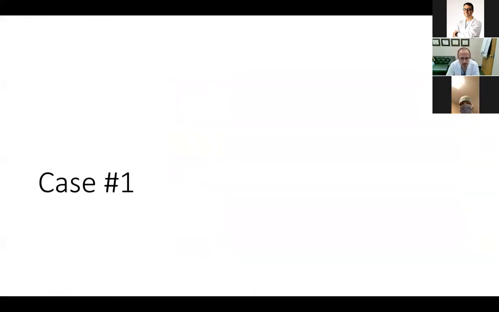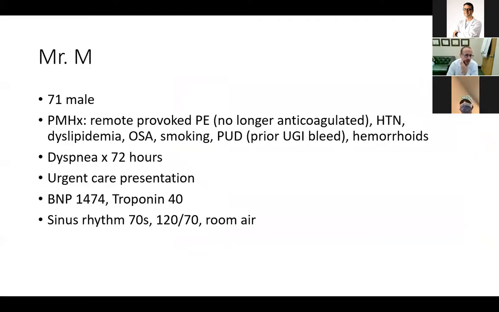So I'll talk about the first case, and JF will take from case 2 on. So this was a 71-year-old gentleman who had a remote history of a provoked PE. He was no longer on anticoagulation, had a reasonable number of other comorbidities, and had a prior peptic ulcer with an upper GI bleed when he was anticoagulated for his first PE, hemorrhoids, but otherwise a well-functioning guy.